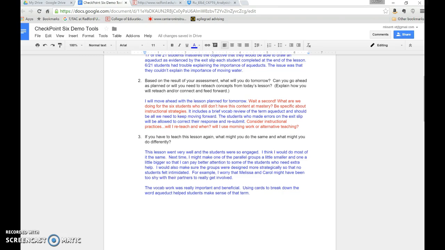I just think that it would be helpful if a couple of them were strategically placed in a parallel group that was a little bit smaller, it would help the teacher. I would also make sure the groups were designed more strategically so that no students felt intimidated. For example, I worry that Melissa and Carol might have been too shy with their partners to really get involved. When we look at that paragraph, what's the missing detail there, do you think?